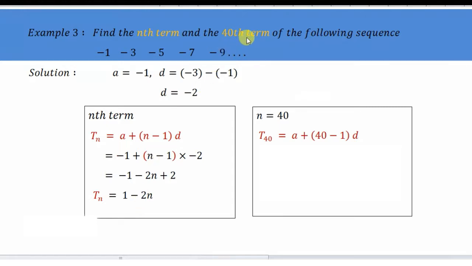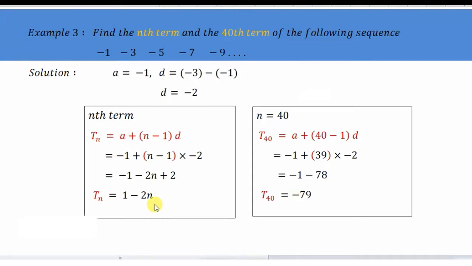To find the 40th term, we know what a is, we know what d is, and we have to find the 40th term. So n will be 40. So now T40 is equal to a plus 40 minus 1 times d. N is 40, so 40 minus 1 will be 39. 39 times negative 2 will be negative 78, and negative 78 minus 1 will be negative 79.